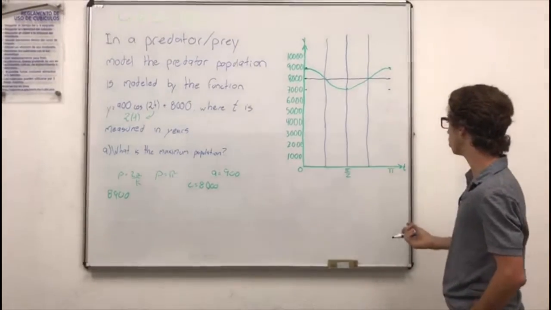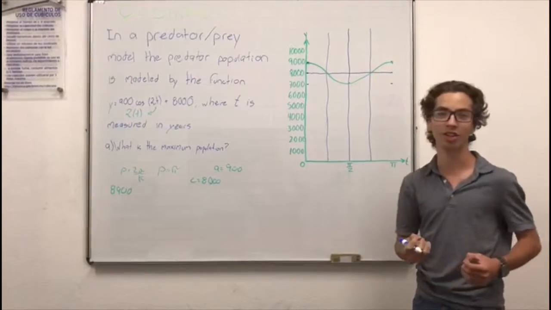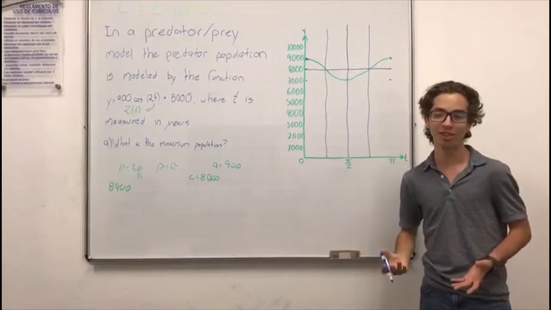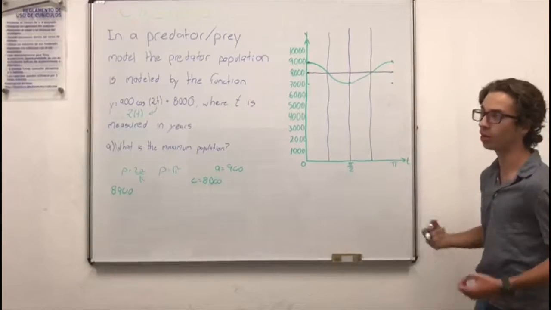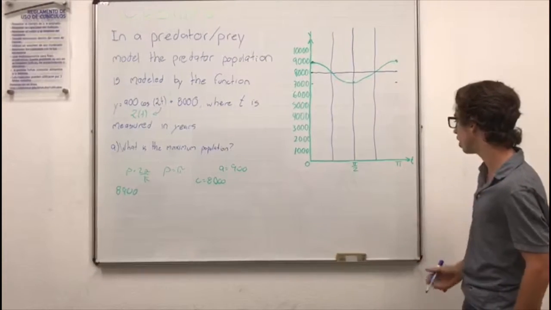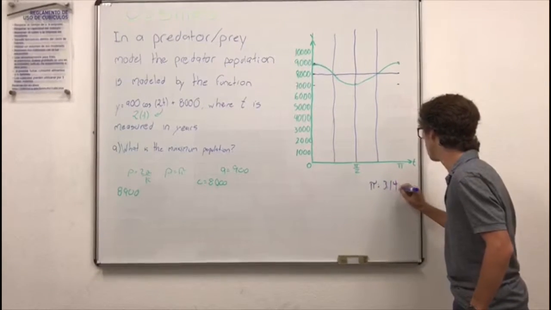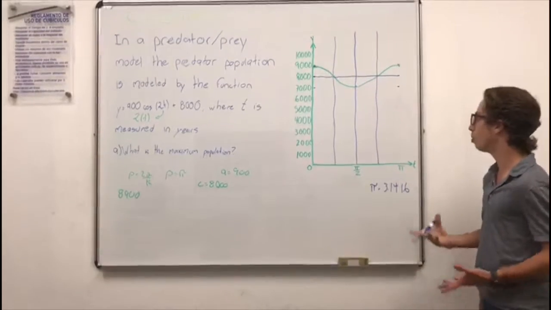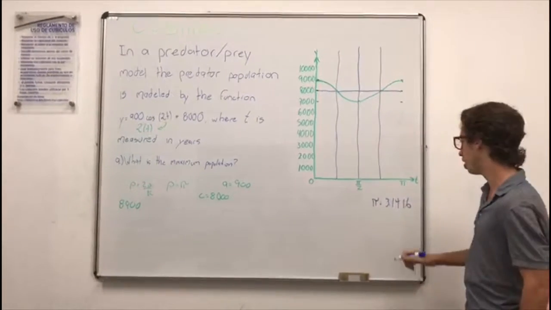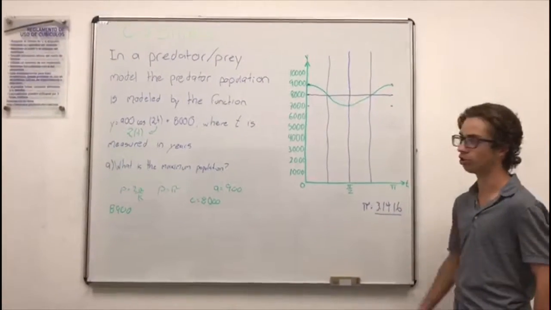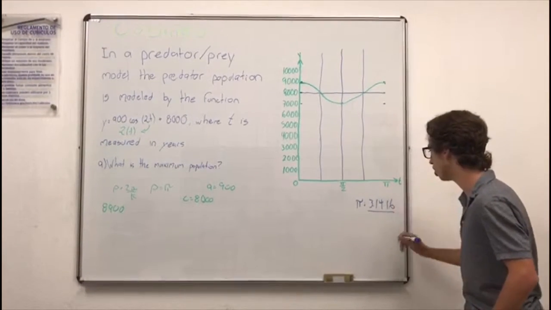Now, what happens with the time? Because we have time as pi, and we can't just say it would take pi years to go back to 8,900 predators. But we can say that pi equals around 3.1416. So the time it will take for the population to be at its maximum again is around 3.1416 years. So that's question C, which we actually didn't put.